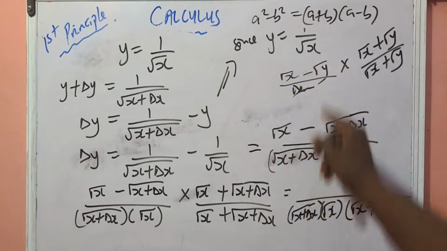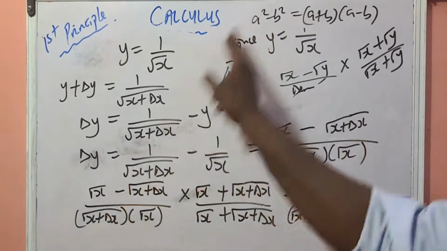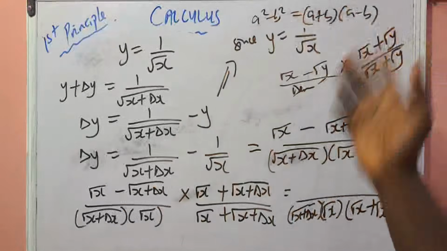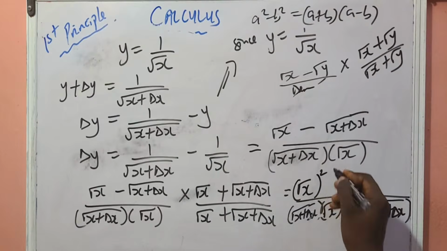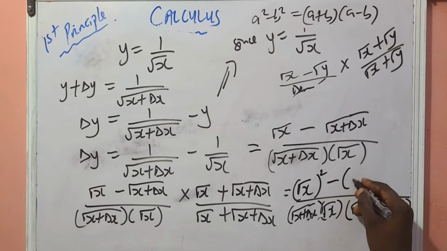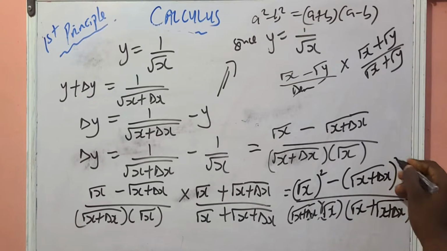In this case, that means I can easily express this as this thing square minus this thing square. That's just the principle of difference of two squares. So that means I can write this numerator as root x square minus root x plus dx square. Are you seeing how it's very important you know this? It makes your work easier when you know all these processes.